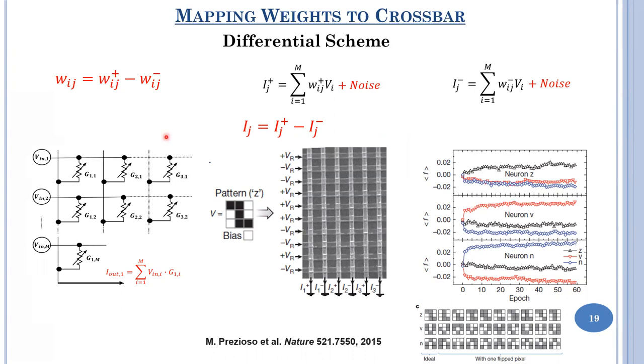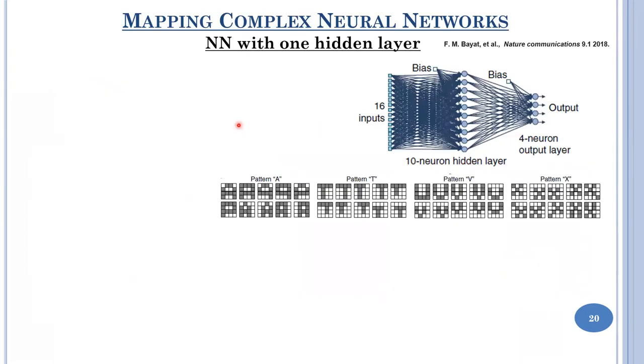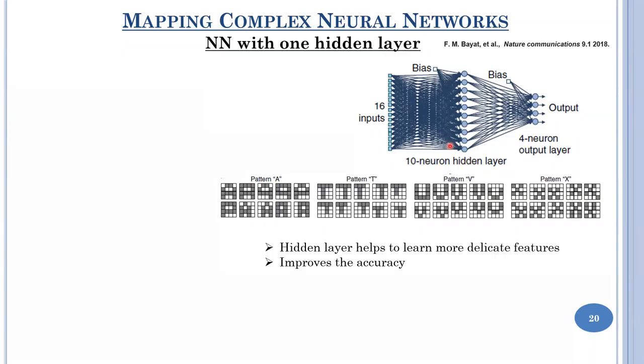Now, can we even do complex neural networks? Let us try a neural network with one hidden layer. So what exactly is a hidden layer? Here you have the input layer, which takes in the direct color-coded inputs. Then you have these weights. And then you have something in between the input layer and output layer, which is called the hidden layer. The hidden layer helps you learn more delicate features and improves your accuracy. The more hidden layers you have, the deeper your network is, and the better the accuracy. It will saturate after some time, but that is how people usually classify it.